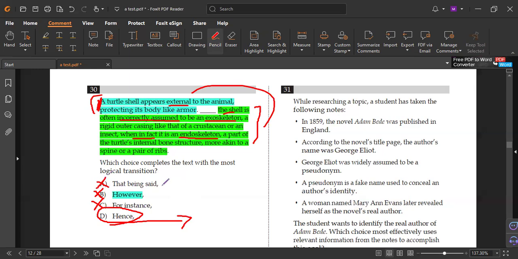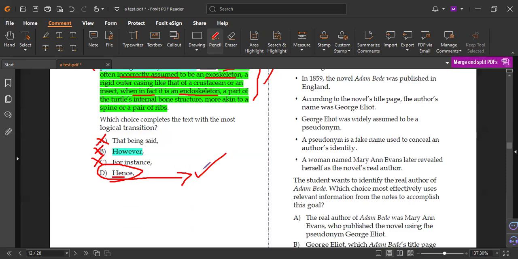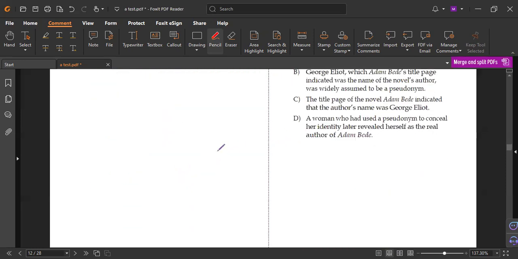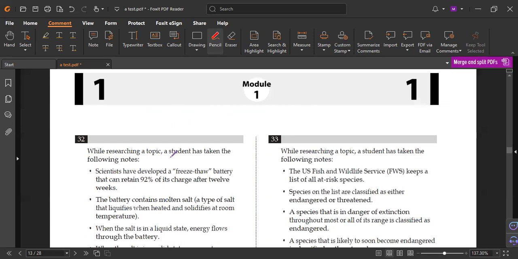Because that being said means I'm going to explain the same idea, or to illustrate it, or to give details about it. The following is not the same. So it is cause and effect. Do you know it? Or as a result. I get it now. Yeah, so later, inshallah, we'll study a lot about all of these transition words, because this is a difficult question for your grade.